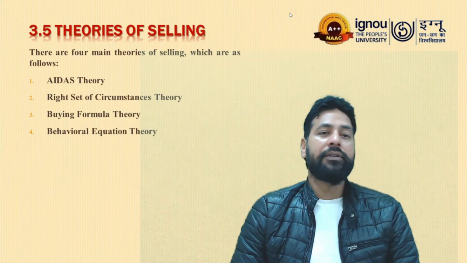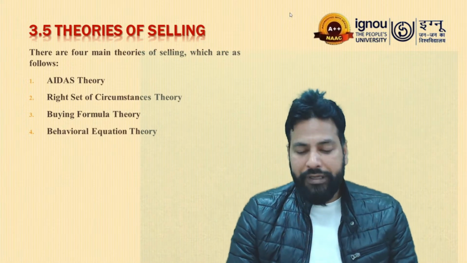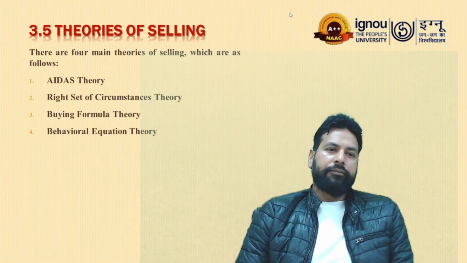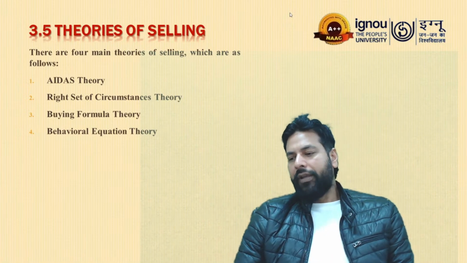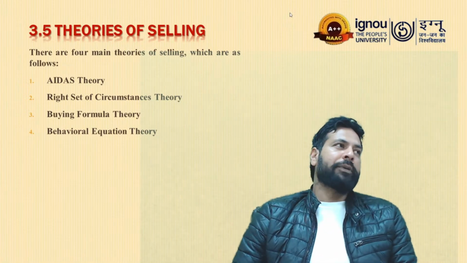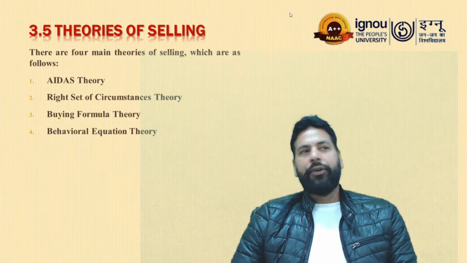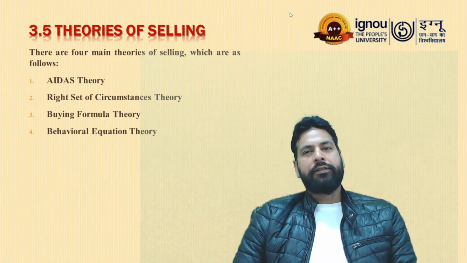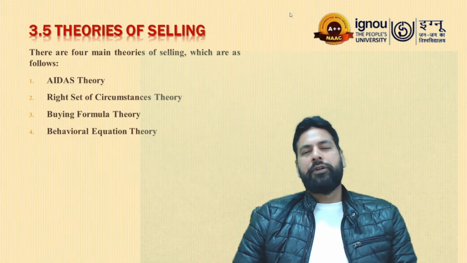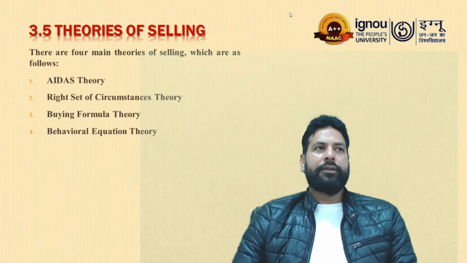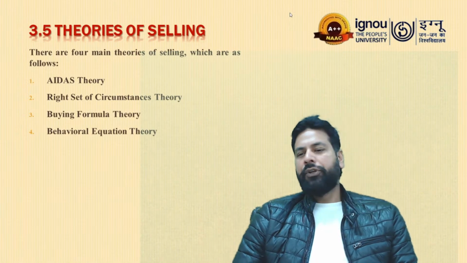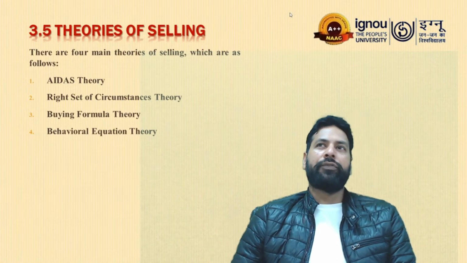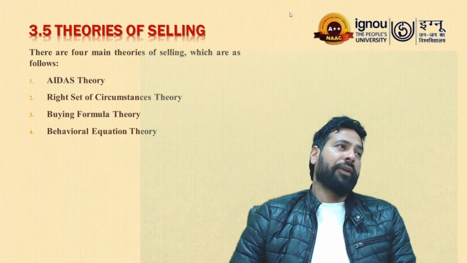Now, the other theory, right sets of circumstances theory. You should create a situation in such a way that the environment, the circumstances, become conducive for the buy. It means the prospect should not feel threatened that you are pushing things the customer does not require. But you give the presentation, your sales pitch would be in such a fashion that all the circumstances become conducive for the sale. Buying formula theory.